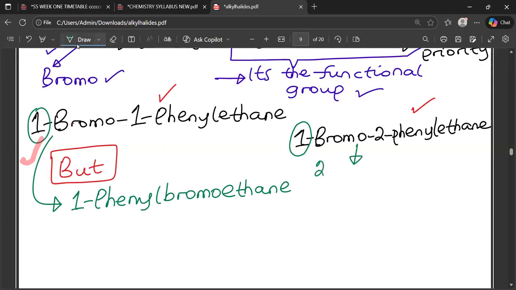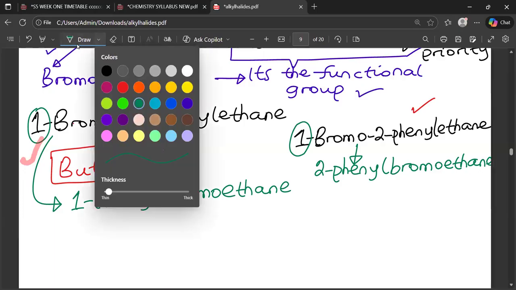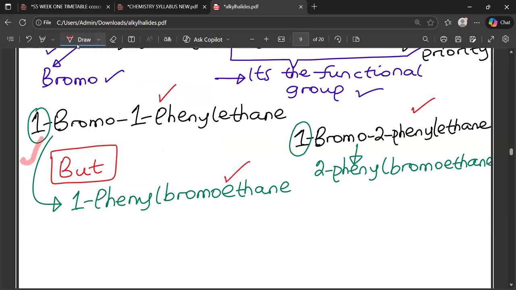And I said that this is 2. Someone may ask, why aren't you saying bromo 2 phenyl? It's not okay. You always begin with a number if it's somewhere. So 2 phenyl bromoethane. What do you say about those names? Are they wrong?